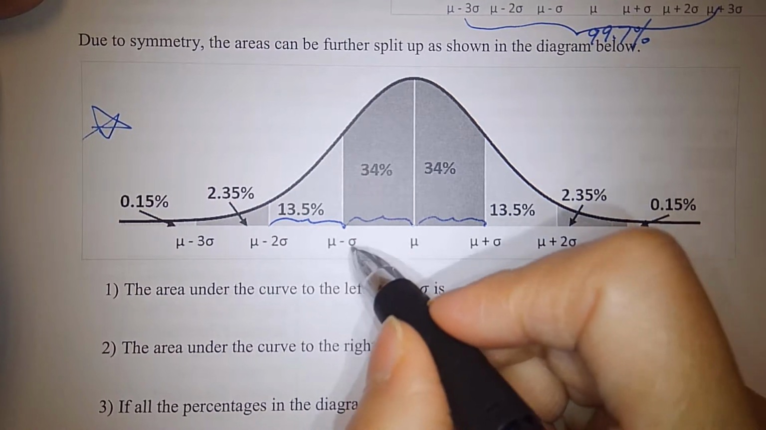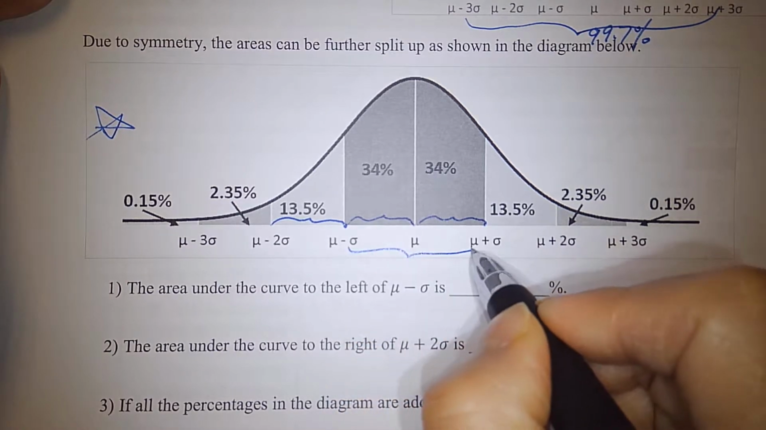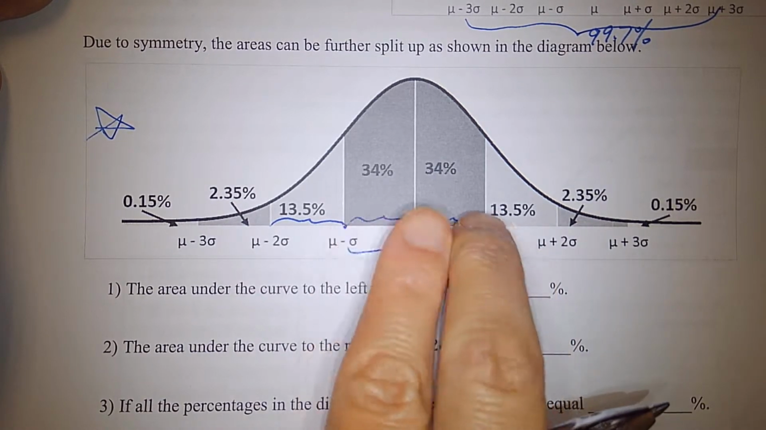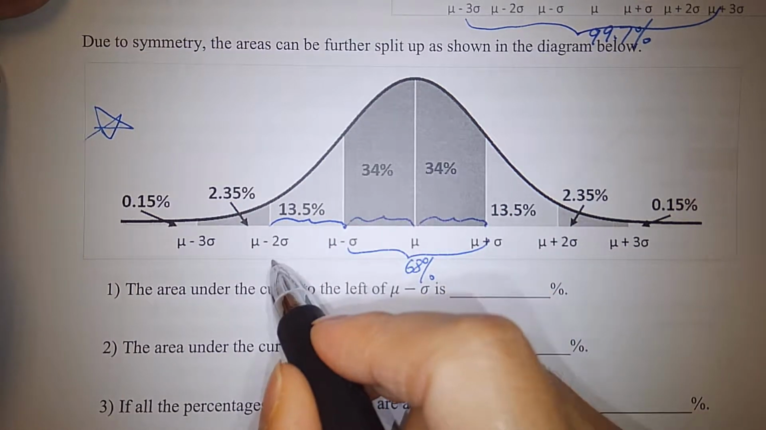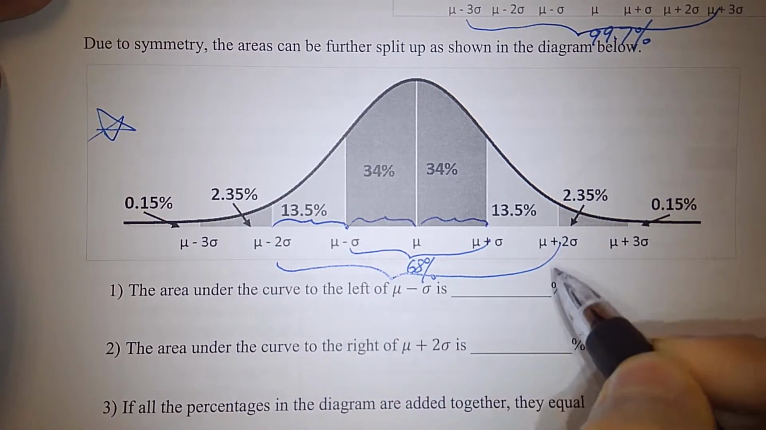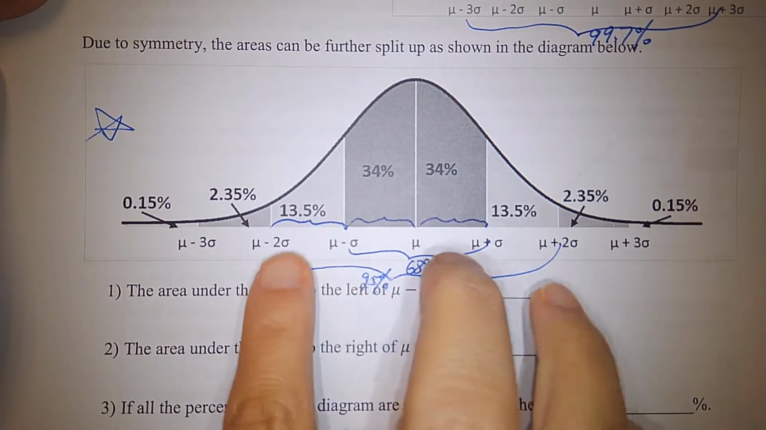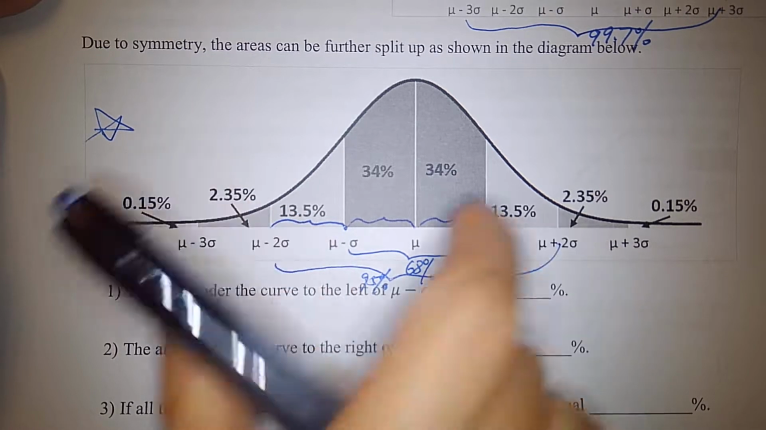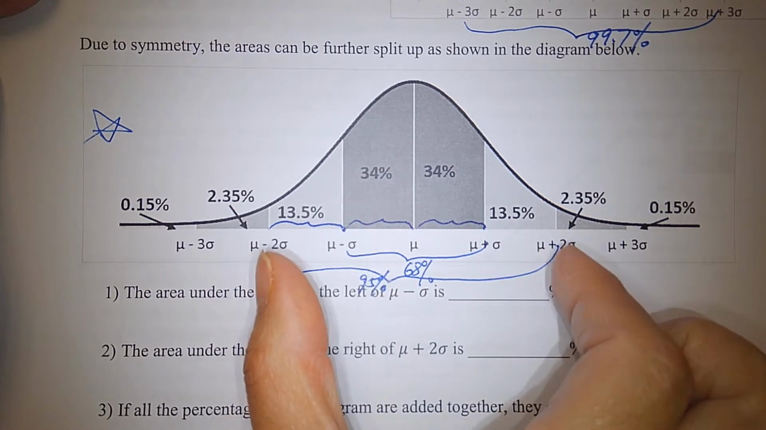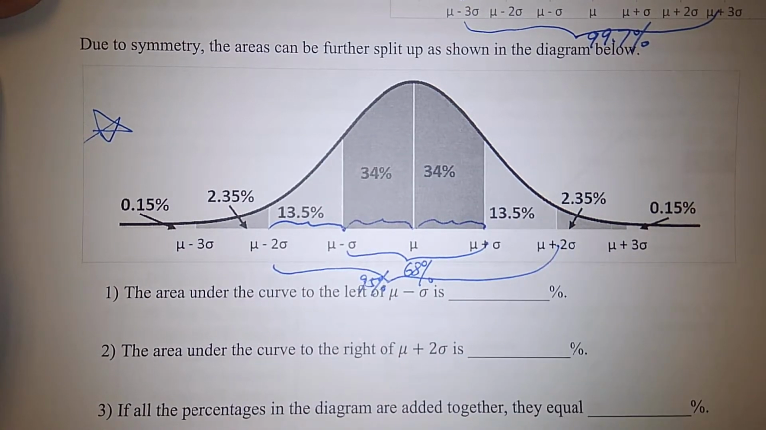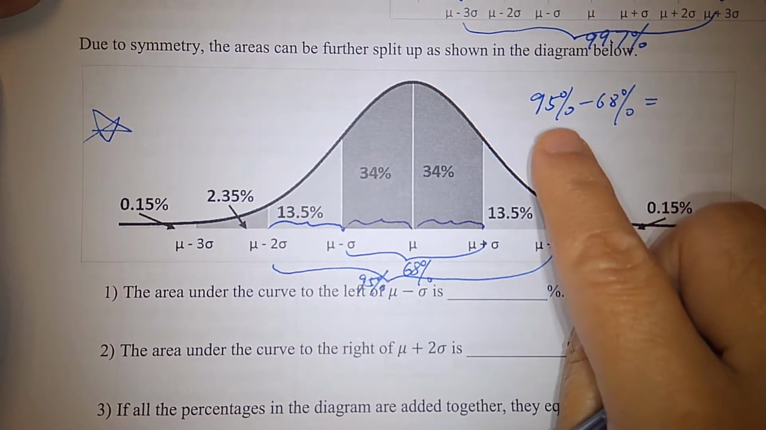I don't have a pencil, but I want to write it here. 68% is 1 standard deviation in both directions of the mean. What is within 2 standard deviations? You remember? 95%. So this is 95%, and this is 68%. I'm asking you, what's the difference between 95 and 68? Can you give me a number for the difference?